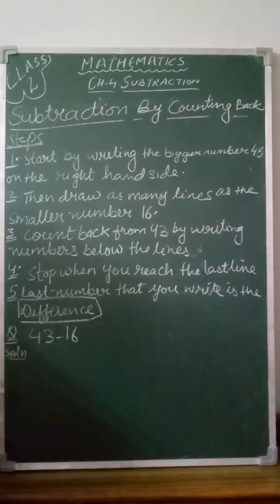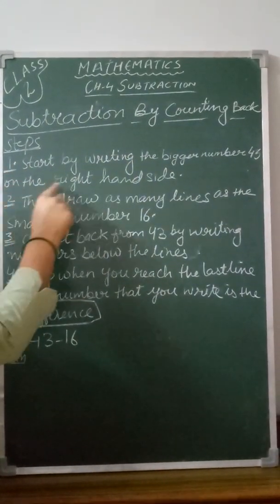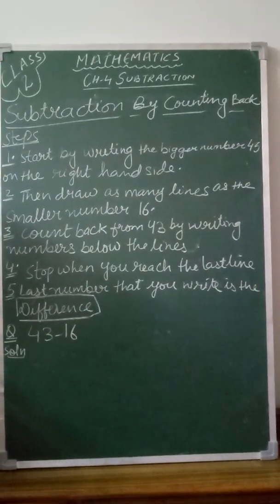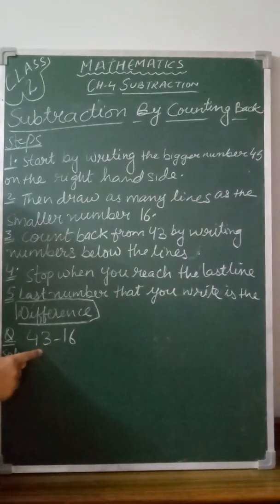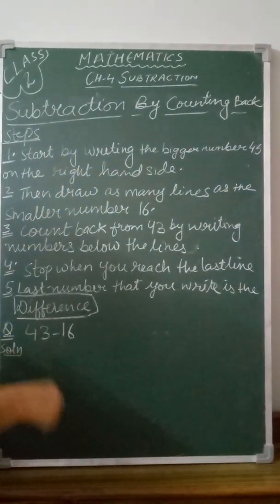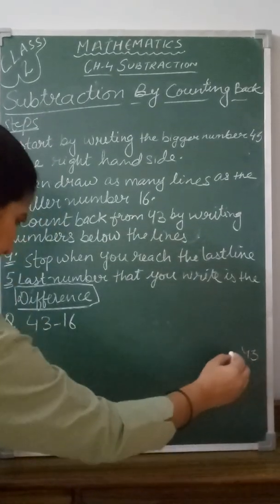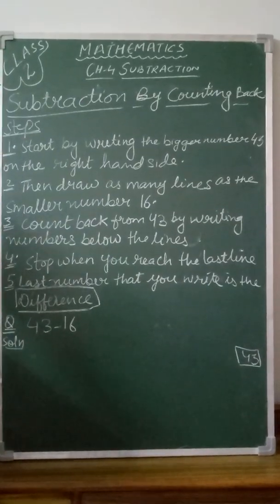Let's see what is the first step here. Start by writing the bigger number 43 on the right hand side. 43, the bigger number, whatever the bigger number given in the question. So here my question is 43 minus 16. So 43 is the bigger number. So we have to write this bigger number on the right hand side, like here, and make a box on it. Done. The first step is done.